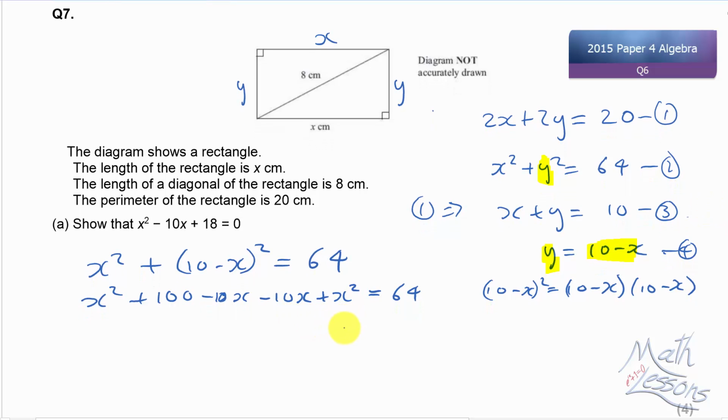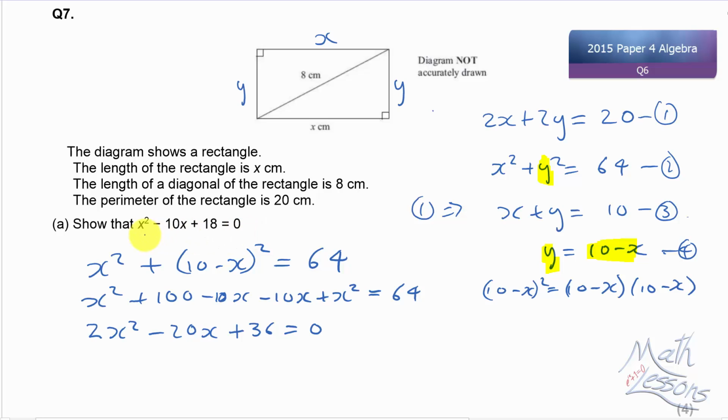So let's get everything on the same side. We've got x squared plus x squared is 2x squared. Minus 10x minus 10x is minus 20x. 100 minus 64 is going to be 36. I've taken 64 away from that 100 to get 0 on that side.